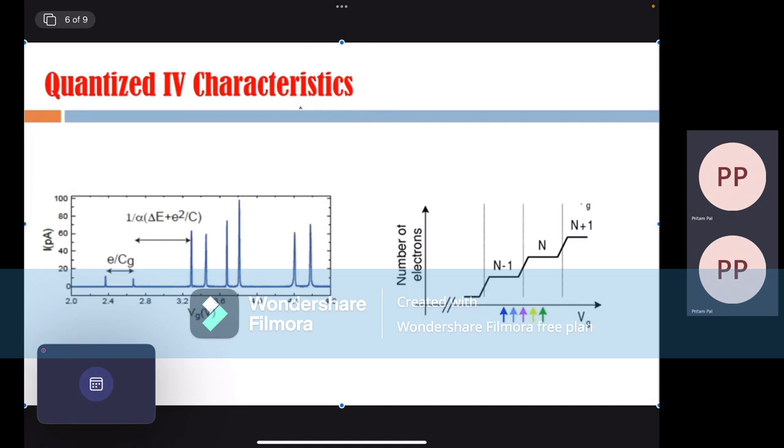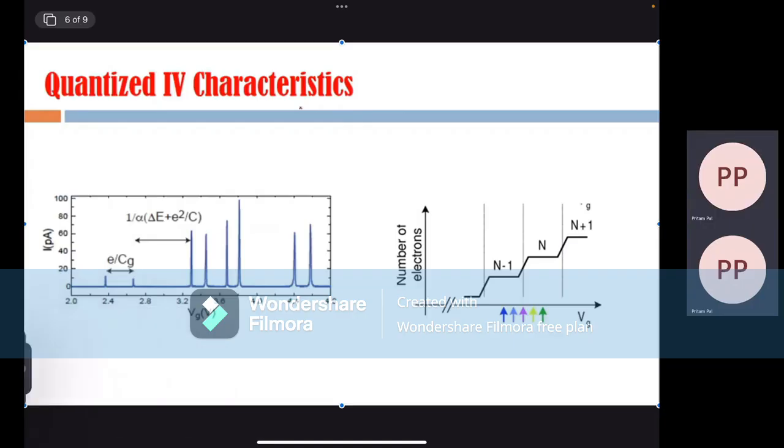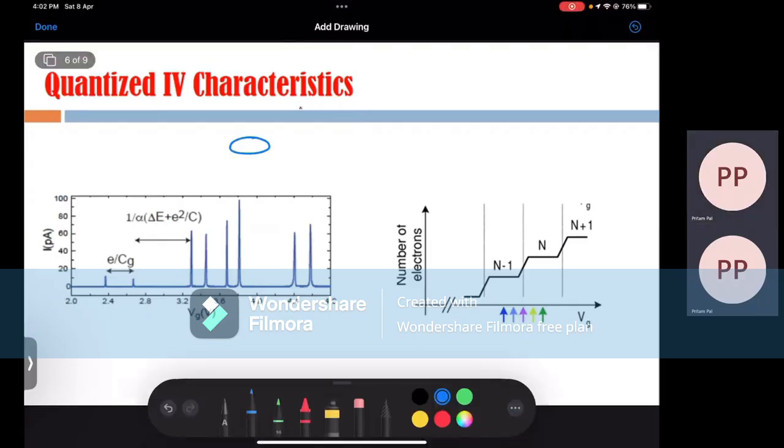So you can see here, if we plot the IV characteristics, we can plot for this kind of quantum dot junction. There is a quantum dot here, and then there are metal leads here on both sides. These are metal leads.